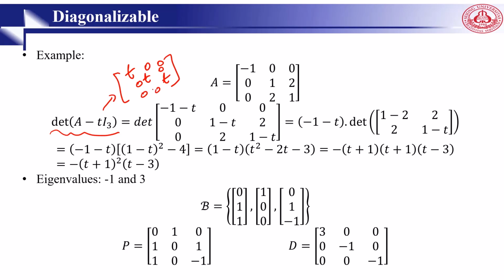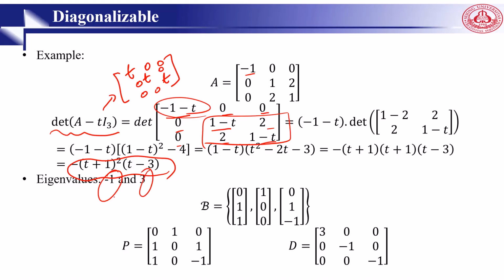Right? A minus this one will be minus 1 minus T, 0, 0, 0, 1 minus T, 2, 0, 2, 1 minus T. And if you do the determinant, as we did already, finally you come up with something like this one. The calculation is here. We do this one by the determinant, finally we come here. Based on this one, the eigenvalues are minus 1 and 3. Then we will find the eigenvectors corresponding to these eigenvalues.